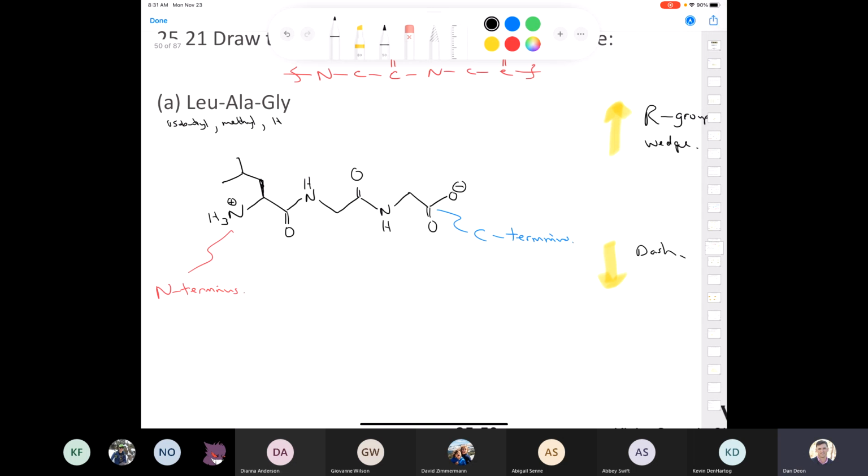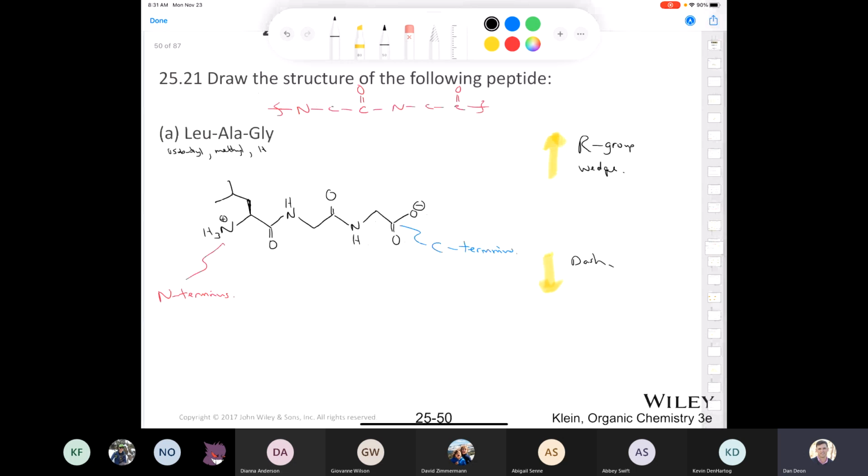Next, we have the methyl group for our alanine. Remember, if the R group is pointing down, we're going to draw it as a dash. So we'll draw our methyl group like that. And then the last one, there's no chiral center, so we're just going to leave it as is. And now we've covered them all.